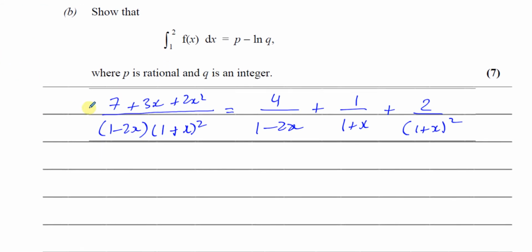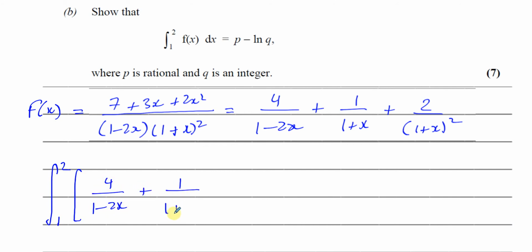So now, what we can do here is, this is exactly what we got when we split it up. This is a form which we are able to integrate very easily. We can't integrate this very easily, so we've got it right in the right form for us to integrate. So what we have to do is find the integral between the limits of 1 and 2 of 4 over 1 minus 2x plus 1 over 1 plus x.